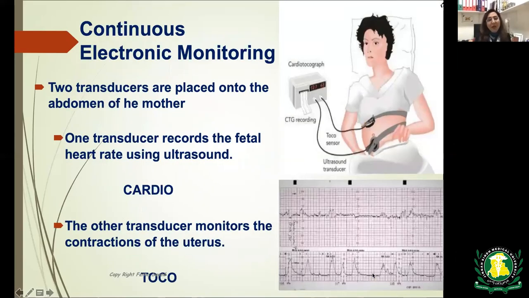Now, if they are high risk, then we use this machine called the electronic monitor, or CTG machine, meaning cardiotocography machine. There are 2 transducers which are placed onto the mother's abdomen. One transducer records the fetal heart rate using ultrasound, while the other transducer monitors the contraction of the uterus. Mind you that the contraction of the uterus monitored externally on the mother's abdomen only monitors the frequency of contraction. It does not record the intensity or the severity of the contraction.